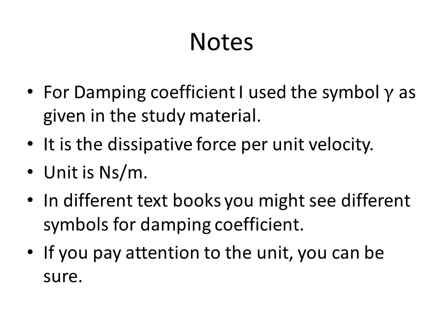So if you set up the unit for the damping coefficient, it will be newtons divided by the unit of velocity, so that will come out to be newton second per meter. Or you can define the damping coefficient as the dissipative force experienced per unit velocity, because when you put velocity equal to 1, you will get F is equal to gamma. So the damping coefficient is the dissipative or resistive force experienced when the velocity is equal to 1. That can be used as a definition for the damping coefficient, and correspondingly you will get its unit as newton second per meter.